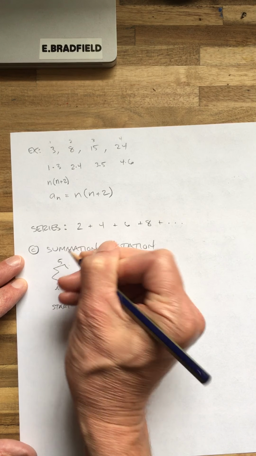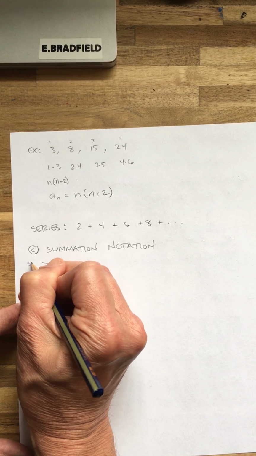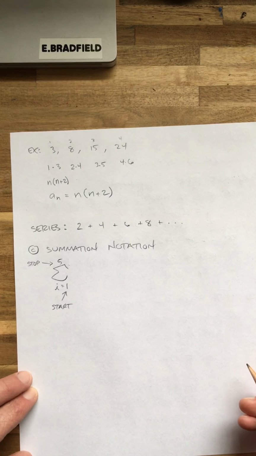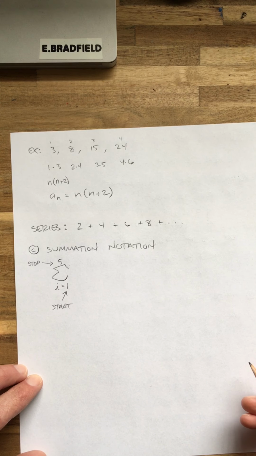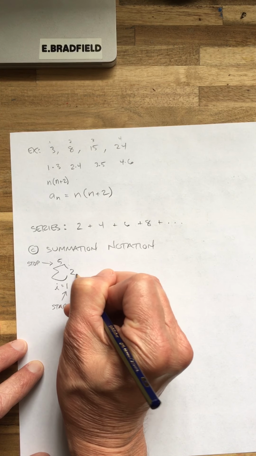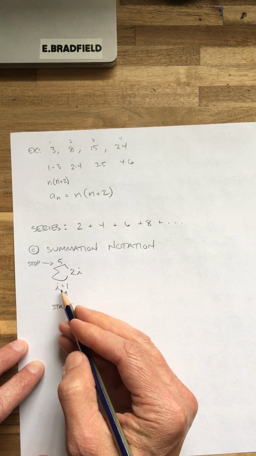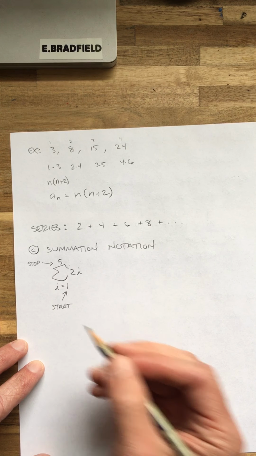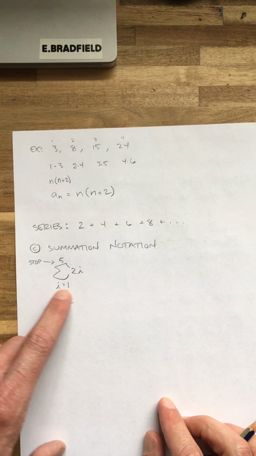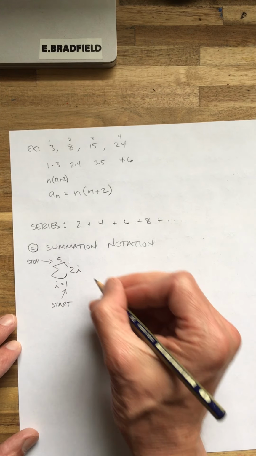And let's go up to 5. Okay, and this is where we stop. If you're just frantically copying stuff down, don't worry about it, it's fine. And then the rule that we're going to use is 2i. Sometimes you'll see an n, sometimes you'll see an i, okay? But basically what this says here is we have a rule. This is my rule. Here, I'll go ahead and write that.